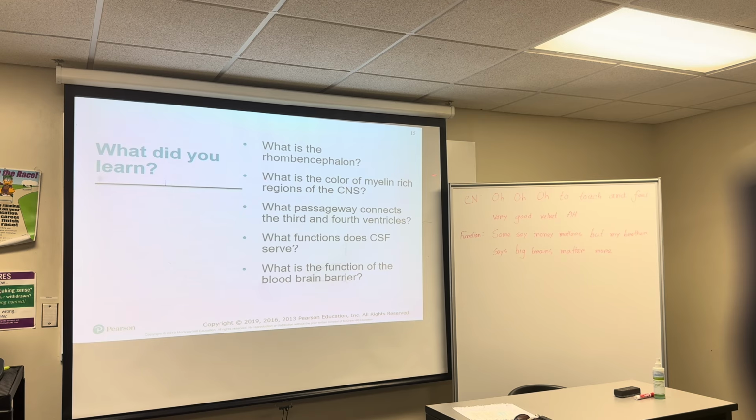What is the color of the myelin-rich region of the central nervous system? White. Very good. What passageway connects the third and the fourth ventricle? You asked that question, right? Cerebral aqueduct. What function does cerebrospinal fluid serve?